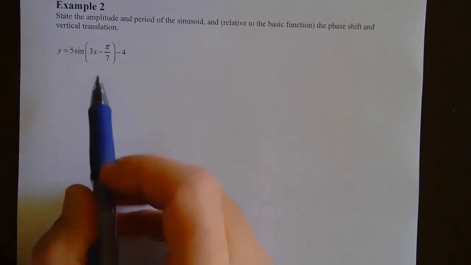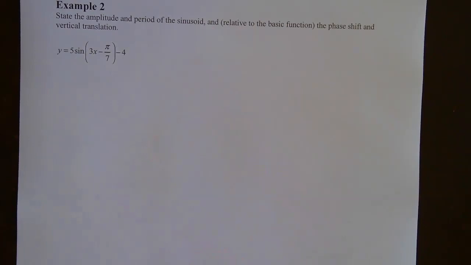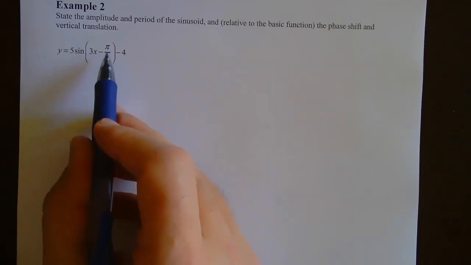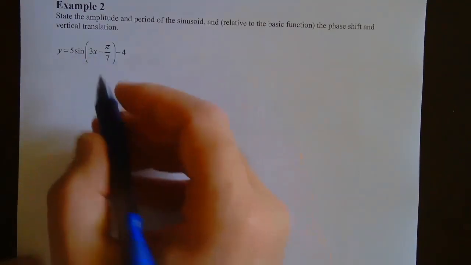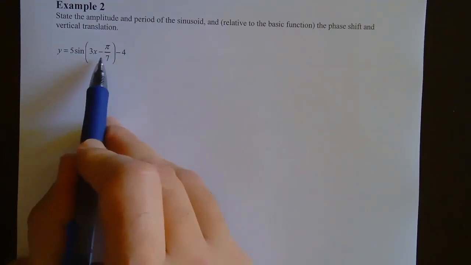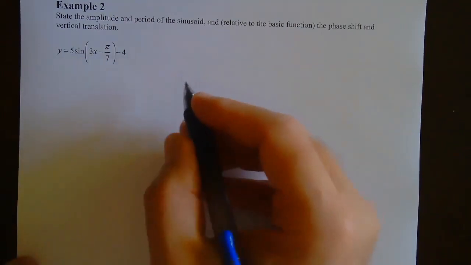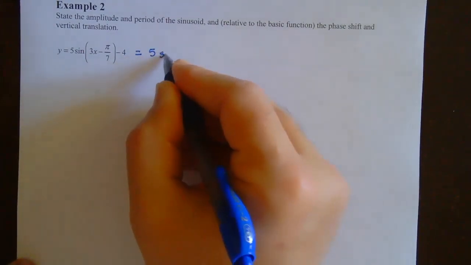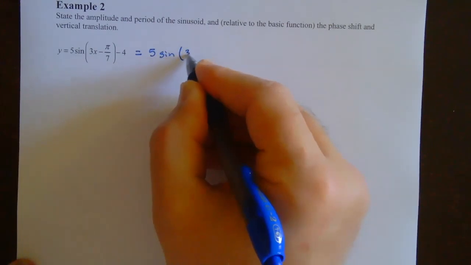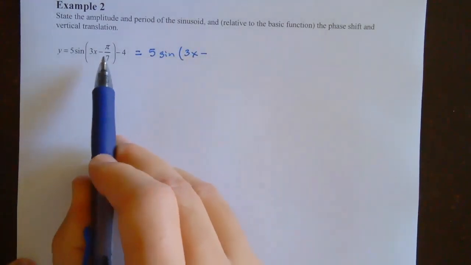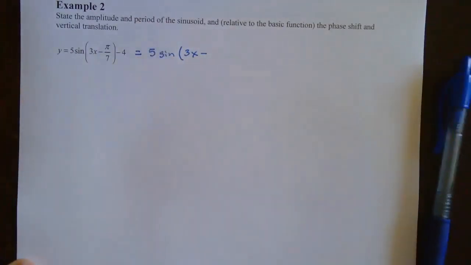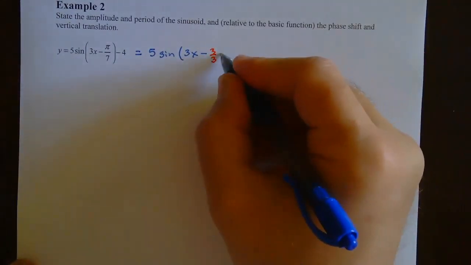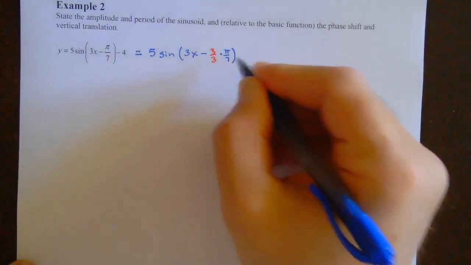All right, so let's get this into the transformational form so we can pull all of this out. What happens is we can see the B, but we can't right now see what the C value is. So I need to factor a 3 out of both these, because I'm multiplying x by 3. So I'm just going to off to the side here write equals 5 sine of 3x minus, and what we can do is multiply by 3 over 3. So I'm going to take the minus and then subtract 3 over 3 times pi over 7. Close the parenthesis and then minus 4.